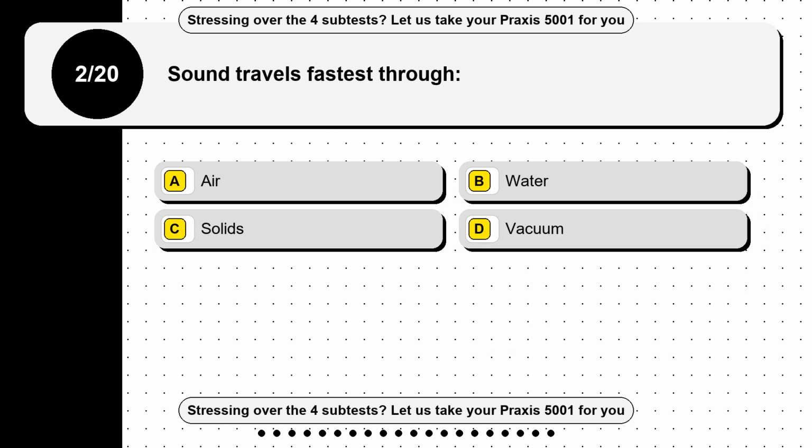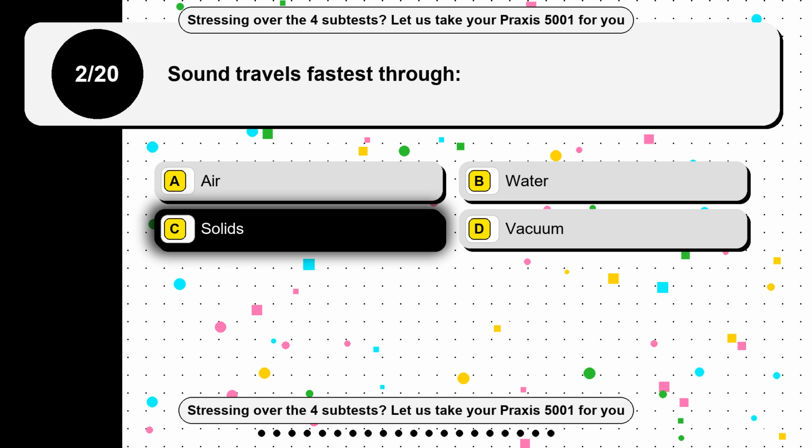Question 2. Sound travels fastest through. Option A, air. Option B, water. Option C, solids. Option D, vacuum. The correct answer is option C, solids.